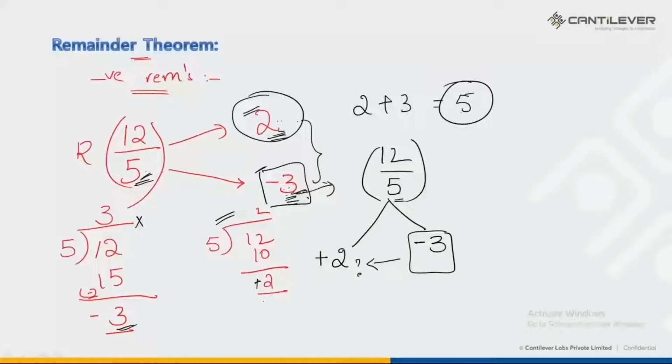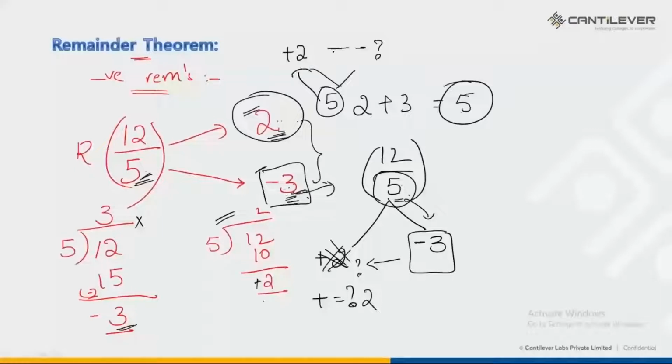Let's say you don't know the positive remainder. You know the negative remainder is minus 3. The negative remainder itself indicates its negative sign, so the negative remainder is 3. And you want the positive remainder. How do we get that? Subtracting it from the divisor. 5 minus 3 will give you 2. And vice versa. If you know the positive remainder is plus 2 and you don't know the negative one, how can we get that? By subtracting 2 from 5, which gives you 3. Got it? Everybody clear?